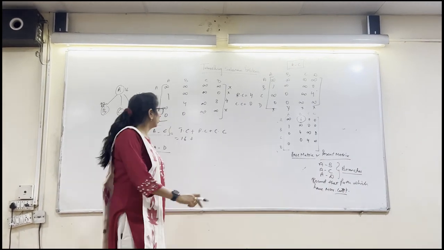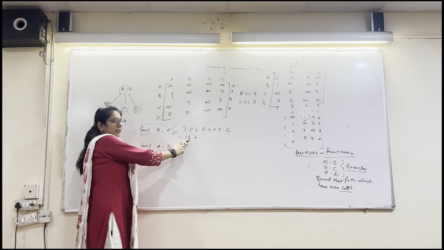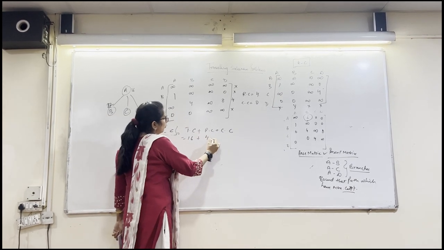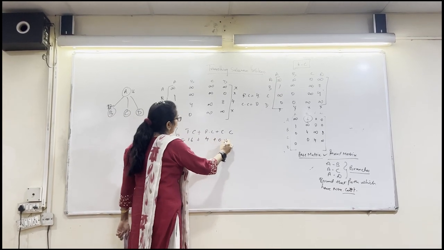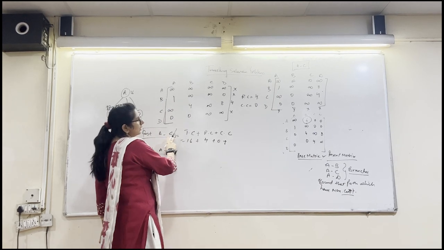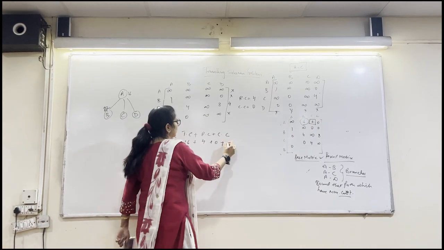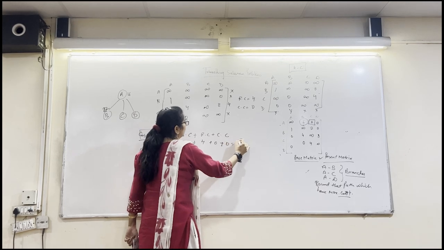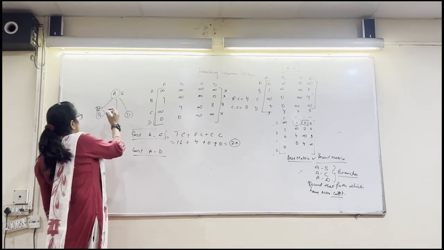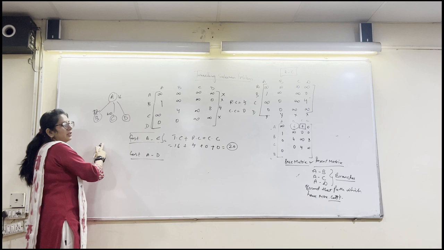So how do we compute the cost for A to C? Initial cost, that is 16. Row reduction cost is 4. Column reduction cost is 0. And we are finding for A to C, so A to C in the parent matrix has the cost 0. So we add it, and the overall cost will be 20 here. So we will mention it here in the state space tree, that is 20.